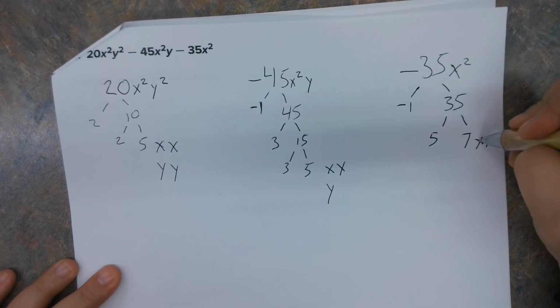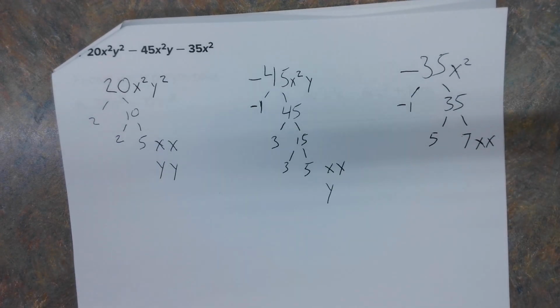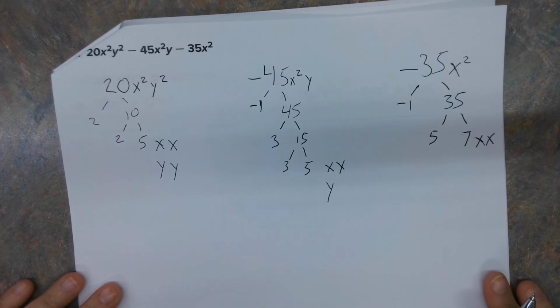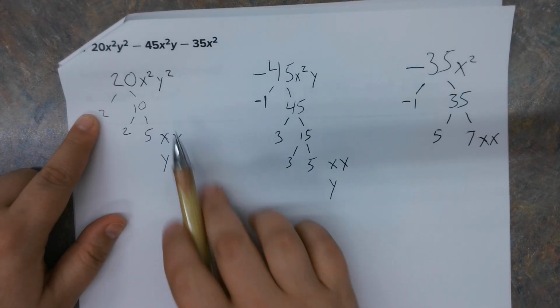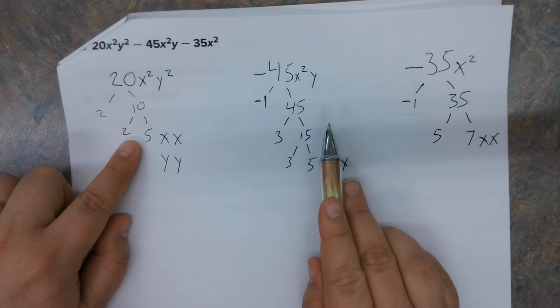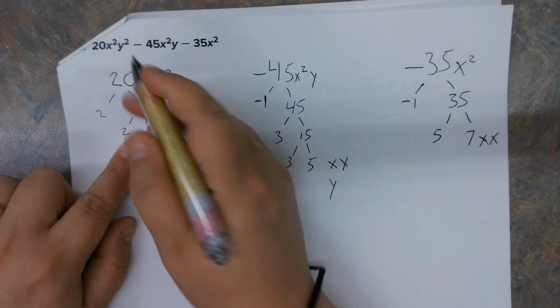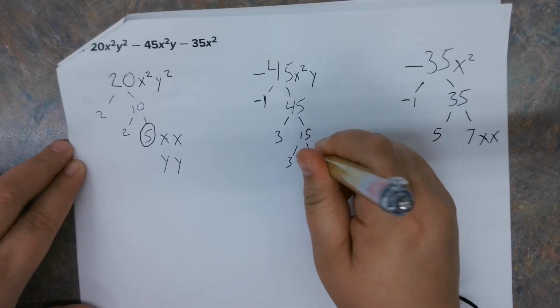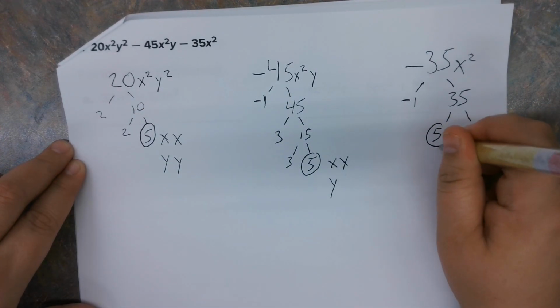Okay, so now I'm looking for the greatest common factor. So what is common in all of them? I have a 2. I don't have any other 2's. I jump to the 5. There's a 5. There's a 5. There's a 5. So right now, the greatest common factor is 5.